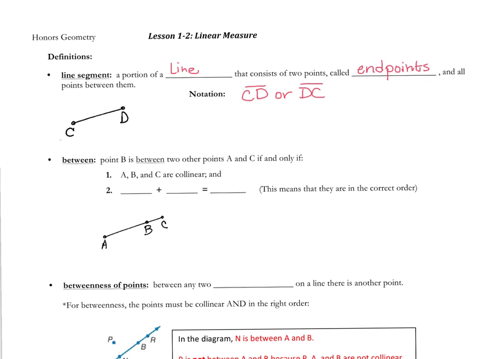Now, the term betweenness. Point B is said to be between two other points A and C, if and only if there are two conditions that are satisfied. The 3 points need to be collinear, so A, B, and C are all on the same line, as shown in the picture down here. And then, secondly, when you add the length of segment AB to the length of segment BC, you get the length of segment AC. So that's indicated as AB plus BC equals AC.